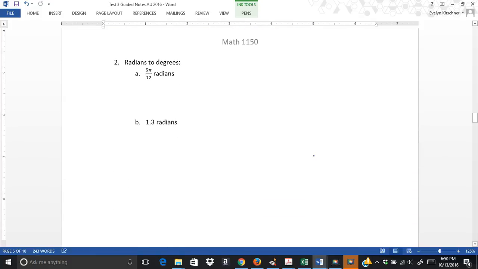If I want to go from radians to degrees, I do the opposite. So now I have 5 pi over 12, and now I'm going to multiply by 180 degrees over pi radians, and the radians go away. And if I multiply that out, I get 75 degrees.